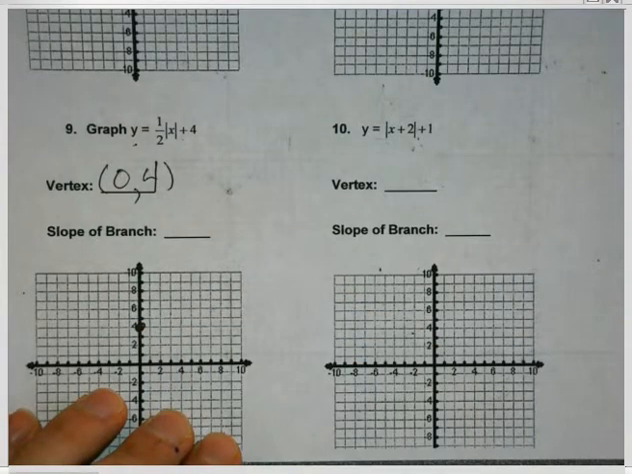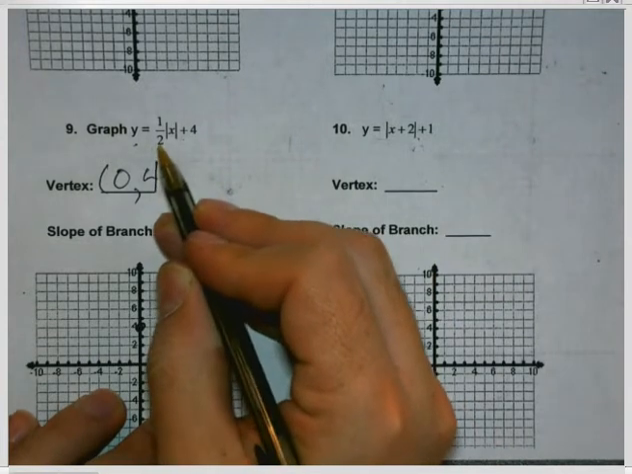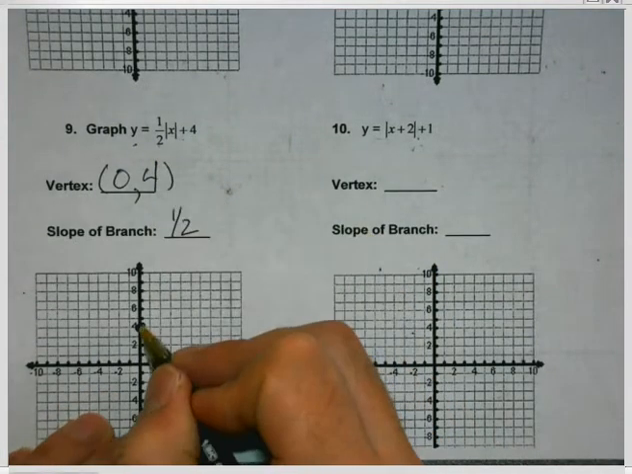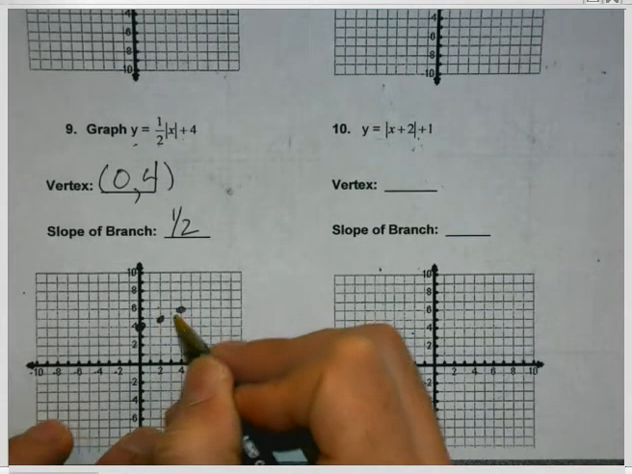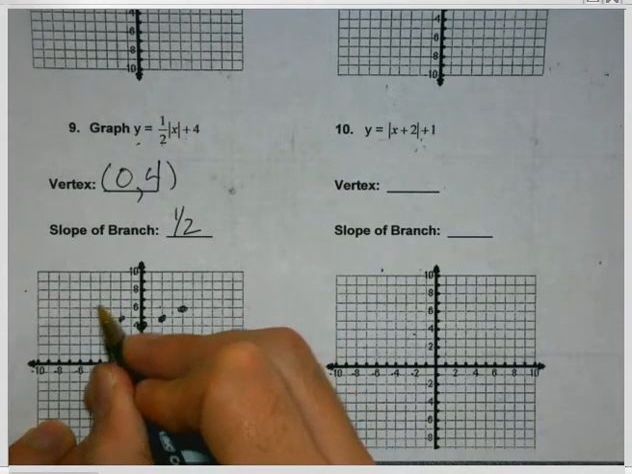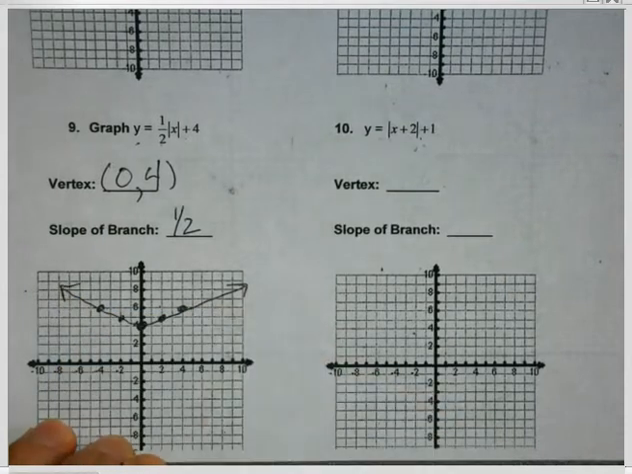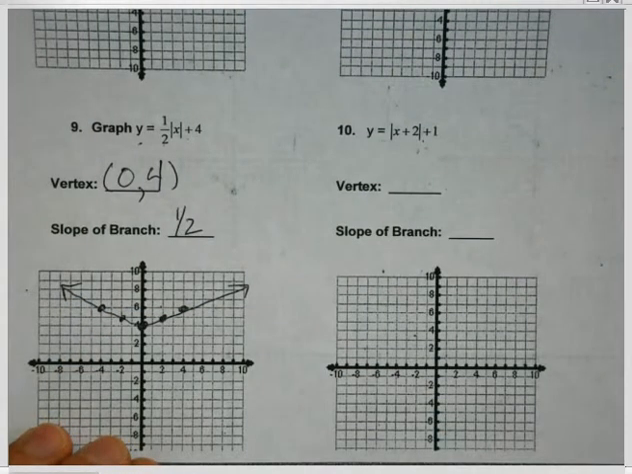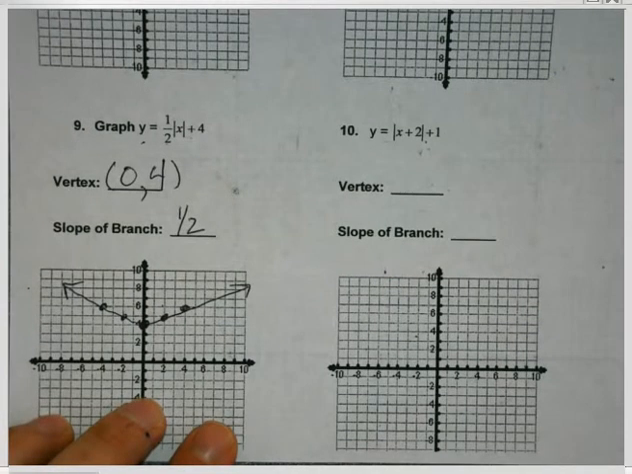And then what would my slope be? 1/2, because I do have a coefficient in front of my absolute value now. So I'm going to go up 1 and right 2, up 1 and right 2, and then just do the opposite to make my V. Up 1 and left 2, up 1 and left 2. And when you get a fractional coefficient, you're going to get really wide graphs. The smaller the fraction, the wider the graph. But again, the whole key is having that starting point, knowing that my vertex is at 0, 4.